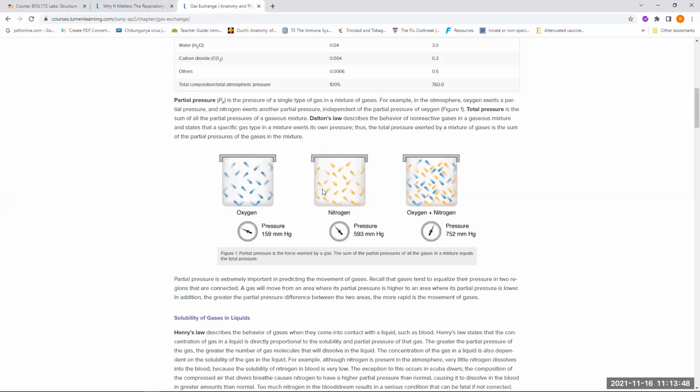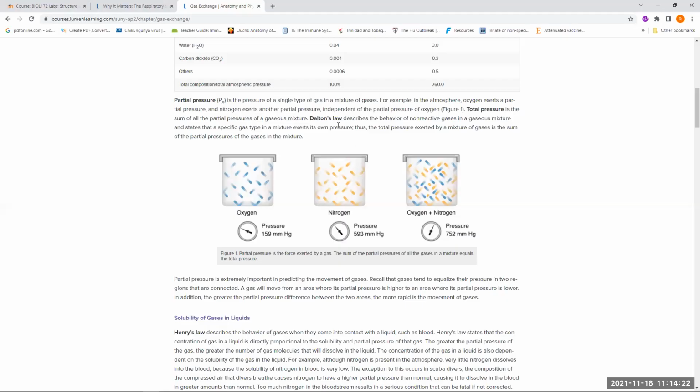So if we were to think about it this way, based on partial pressures, if we were to measure the pressure due to oxygen, looking at oxygen alone, partial pressure would be like 159. Partial pressure of nitrogen, let's say, is 593. So the total partial pressures due to both oxygen and nitrogen would be represented by the sum of these two pressures. So in other words, the total pressure will be 752 millimeters of mercury.